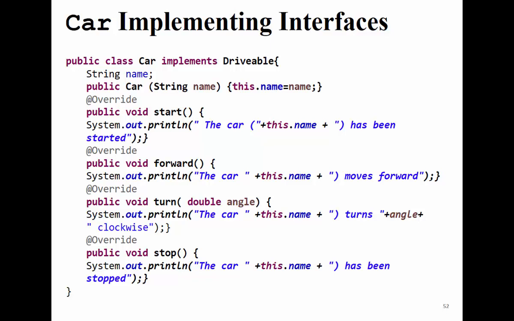Yes, I can still add new methods to the car, but the compiler will not allow me to go forward without implementing start, forward, turn, and stop, because I declare in the header that I'm going to implement the Drivable interface. Okay? Yes, of course, I can add any other methods that relate to a car. As you can see here, I have an attribute and the constructor.